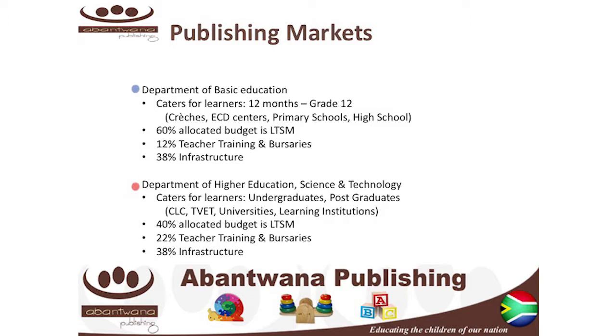In terms of the budget allocation, 60% of the national budget allocation usually goes to what we call LTSM. If I have to break it up, it's called learner teacher support material. So that is, for example, textbooks and books and posters and all the resources that a class and a learner would need and a teacher would need in order to be able to execute the learning. 12% goes to what we call teacher training, which is obviously training individuals who want to enter into the field of education. And as you can see, also bursaries, which is obviously giving bursaries to learners. 38% goes into infrastructure. That is the development of new schools and new sites. And that is the basic spread of the basic education.